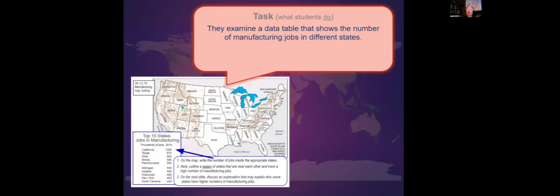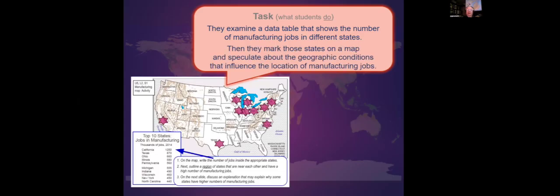So with that distinction in mind, we take a quick look at the geography of manufacturing. The student's job is to examine a data table and just to mark the number of states that are in the top 10 of manufacturing. And here they are. And then it's, what do they have in common?